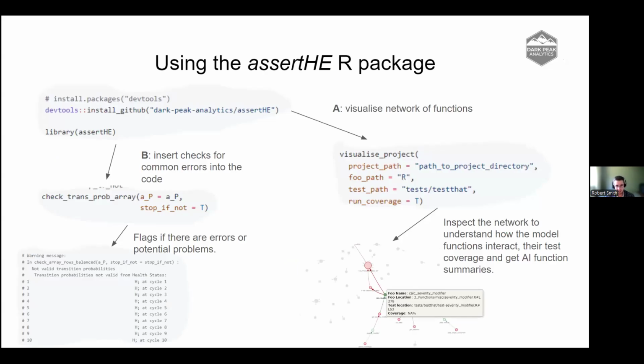So here's the two different use cases. On the left here, we've got how to insert checks into the code. So this is a check trans prob array, which is just writing a check for a three-dimensional time-dependent transition probability array to make sure that it's complying with different rules, and then flagging where there's potential errors. But then the more interesting topic is how to visualize the network of functions within an R model. And so we have this function visualize project, which allows you to pass through the project path, where all the functions are, where all the tests are, and then inspect the network of functions to see how all the different functions of the model fit together.